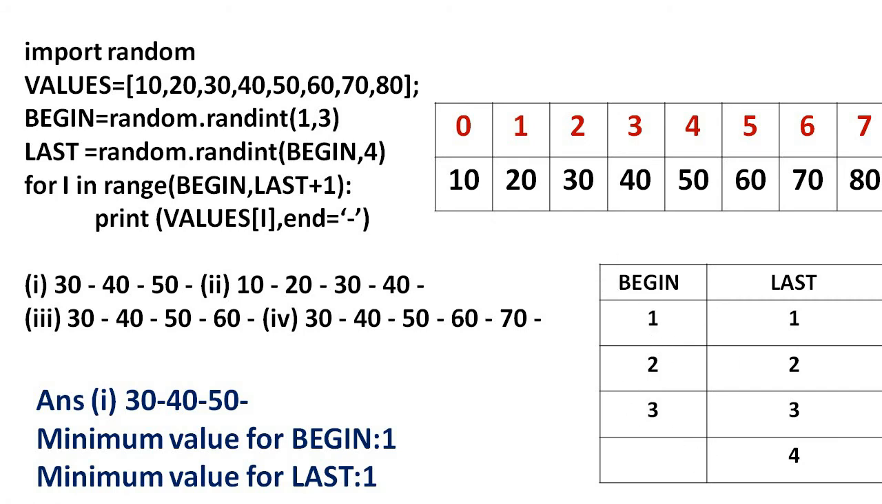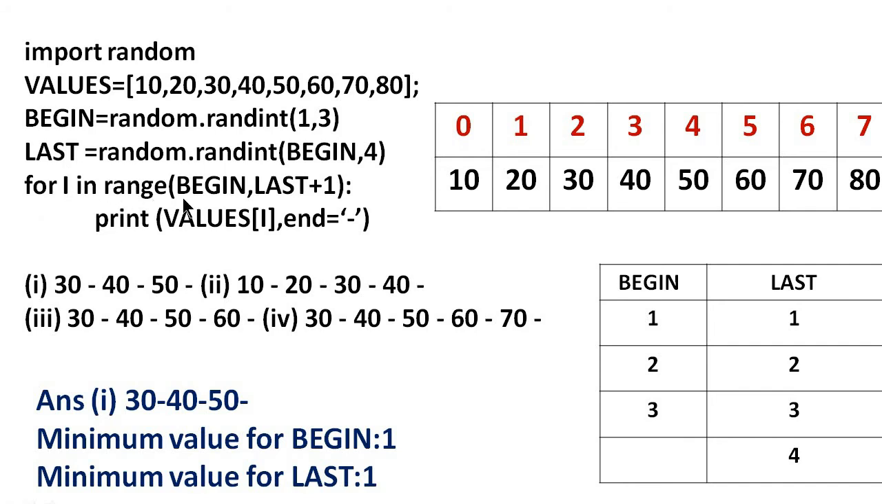The next statement, last equal to random.randint(begin, 4). Here the minimum value is given as begin. So the minimum value of begin itself is the minimum value of last also. So minimum value for last is 1. And what are the possible values for last? It is 1 to 4, that is 1, 2, 3 and 4. This much clear? Then our loop.